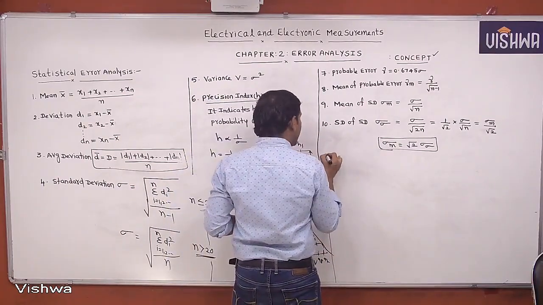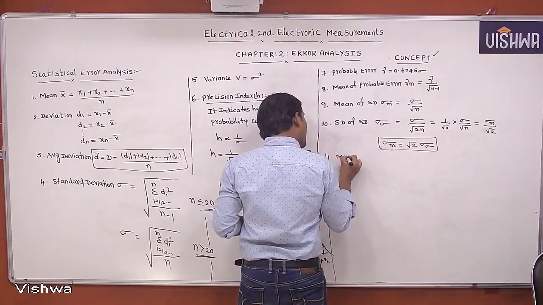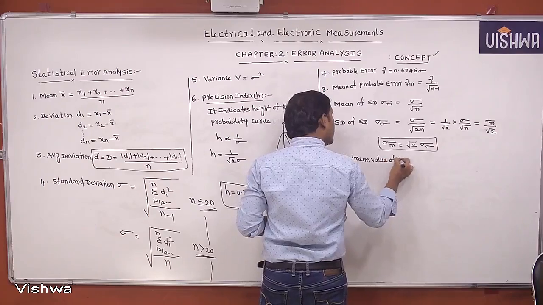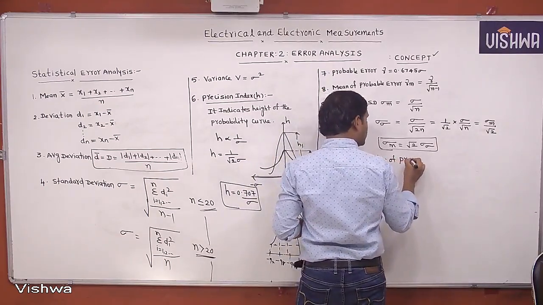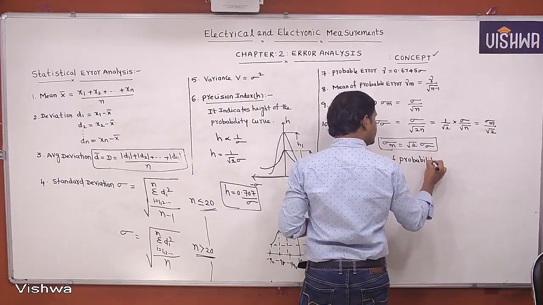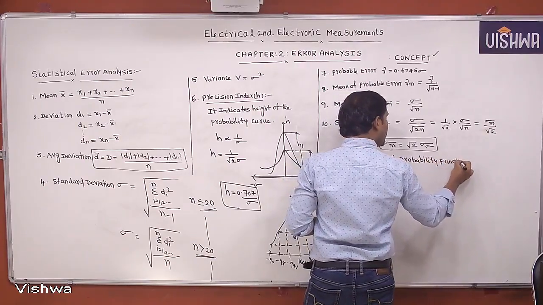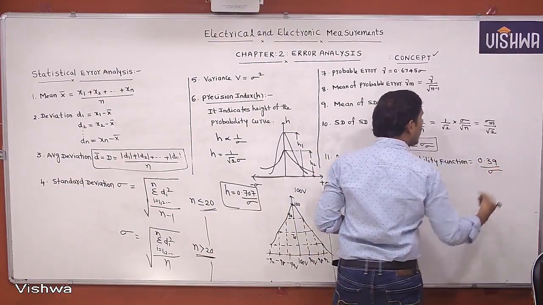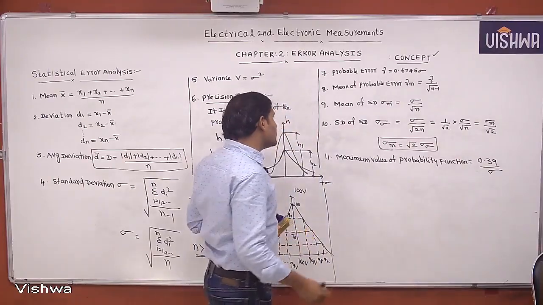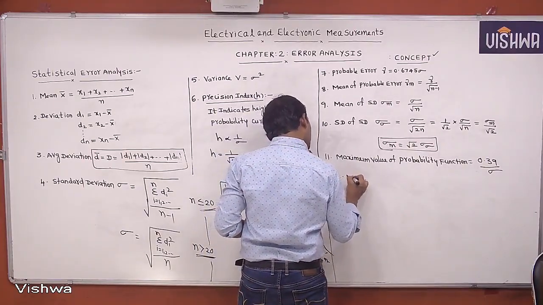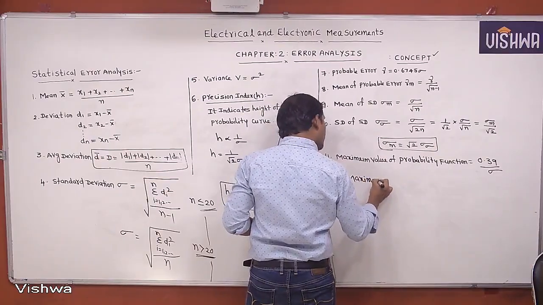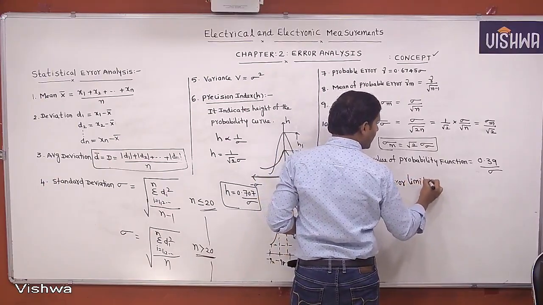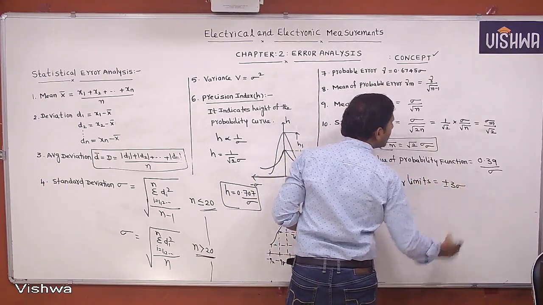Next, you write maximum value of probability function. The maximum value of probability function equal to 0.39 by sigma. Then what are the maximum error limits in probability curve? This you know even in mathematics also. Maximum error limits equal to plus or minus 3 sigma.